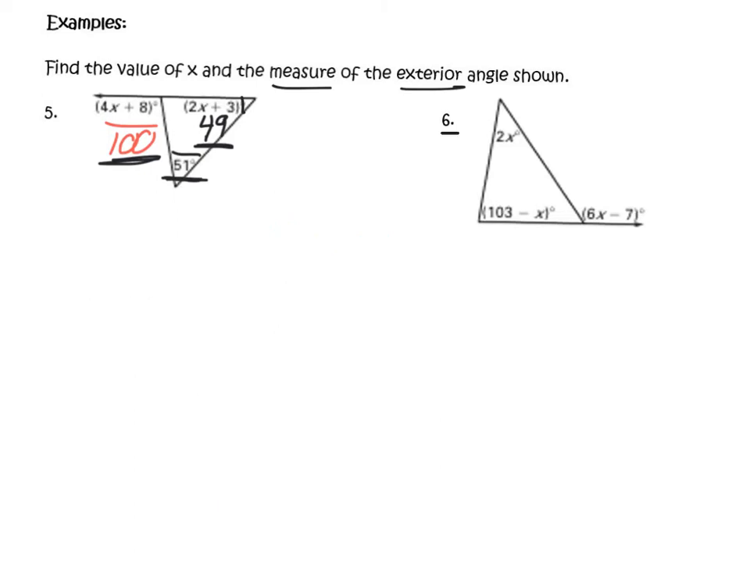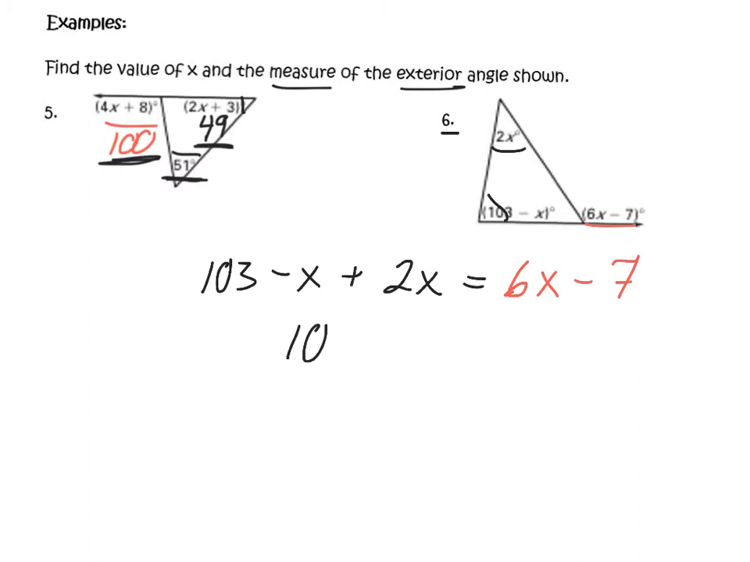Now for number 6, I want to set it up the same way. Take your two interior angles and add those two up. So I have 103 minus x plus 2x. And together they're going to equal that exterior angle, that non-adjacent exterior angle. Let's simplify our equation first. It looks like I end up with 103 plus x equals 6x minus 7.